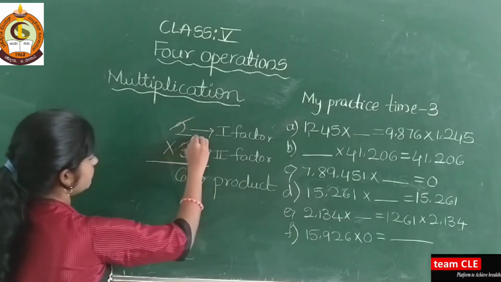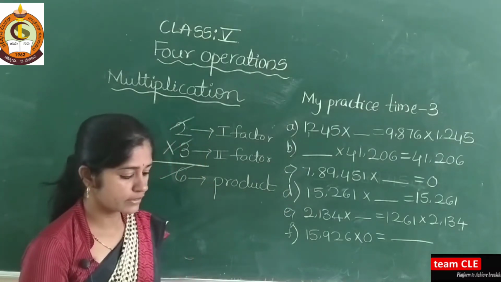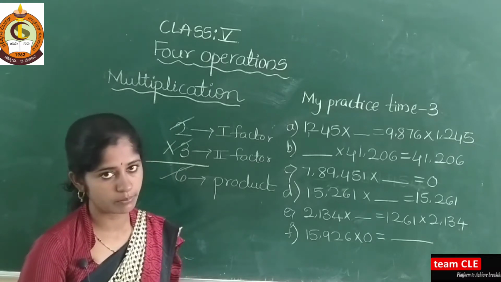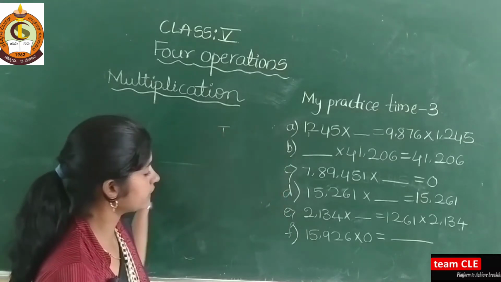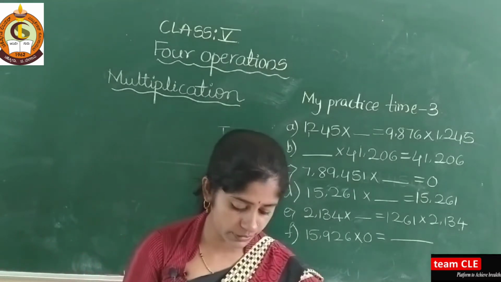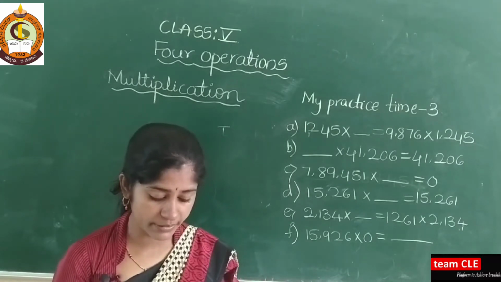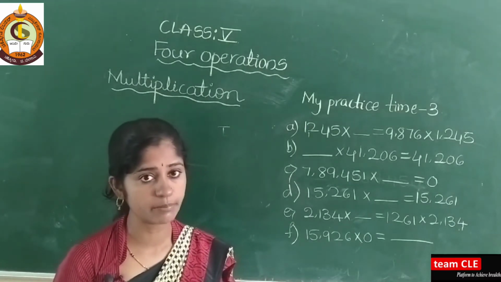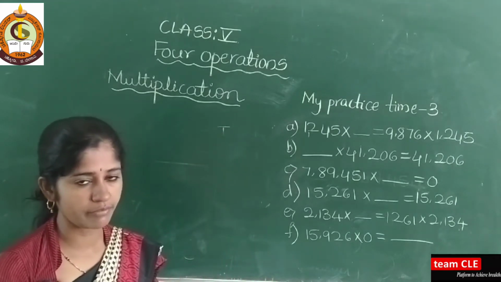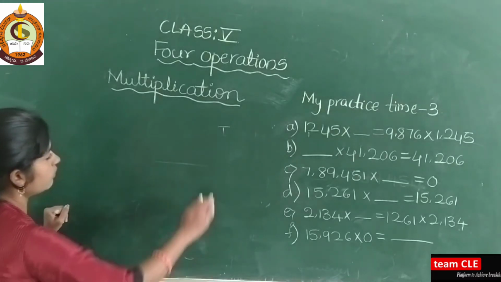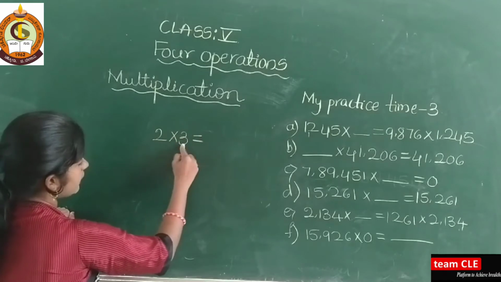So some terms will come in multiplication. Let us learn the properties of multiplication. Here you have to know the 3 important properties of multiplication, and the first one is: numbers multiplied in any order give the same product. Here they have given 4 and 5 digit numbers. Let us take one small example. I will take 2 into 3. 2 3s are 6.